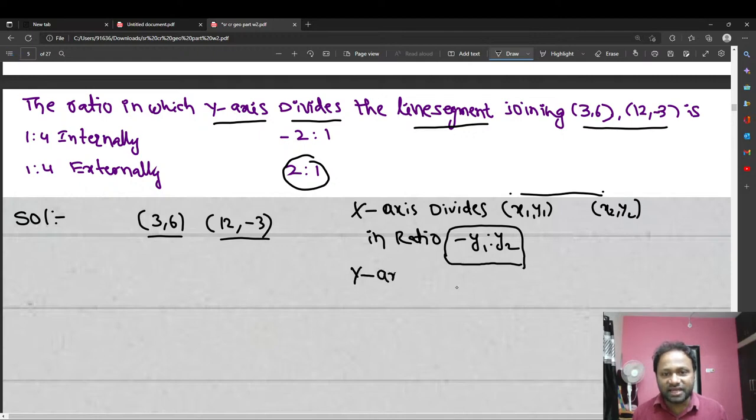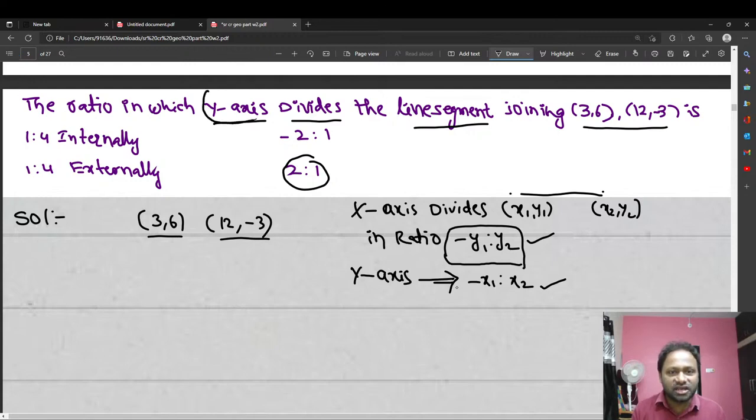The y-axis divides in which ratio? Minus x1 is to x2. The x-axis divides in the ratio minus y1 is to y2, and the y-axis divides in the ratio minus x1 is to x2. Now let us check what the answer will be.